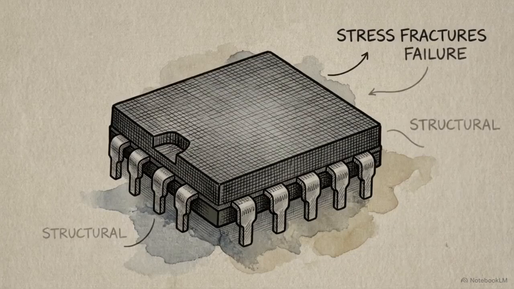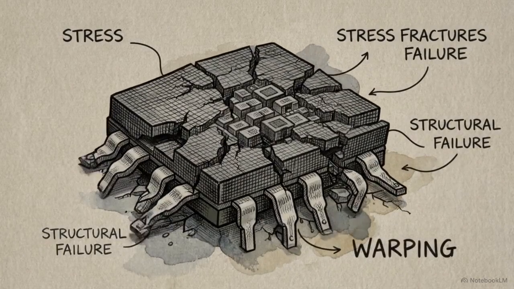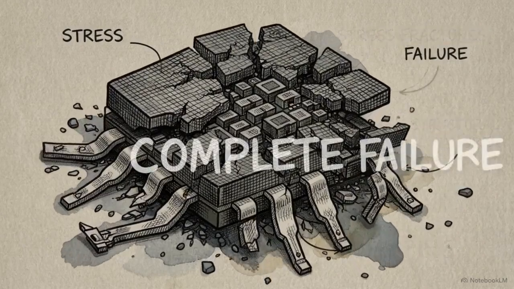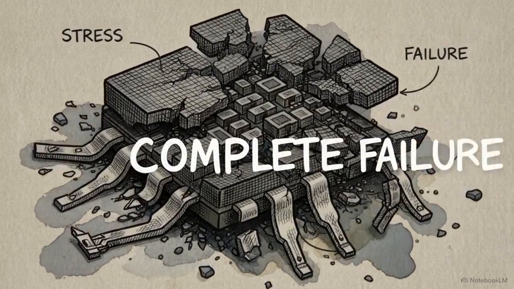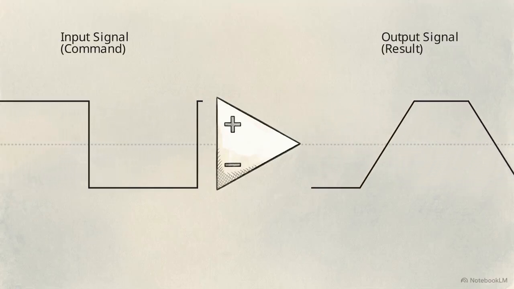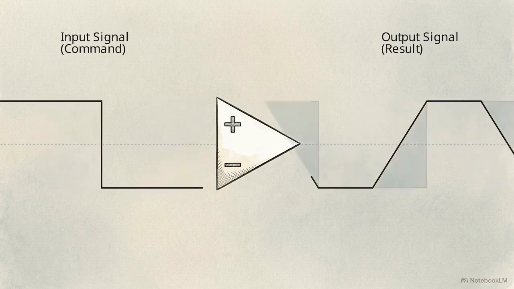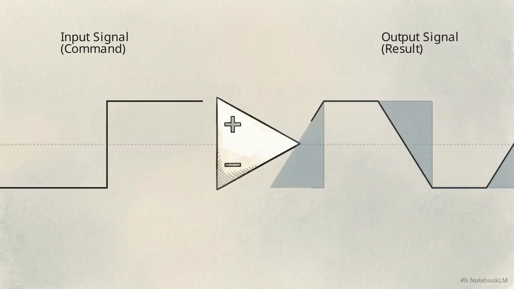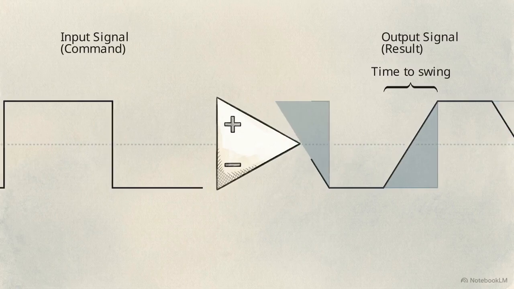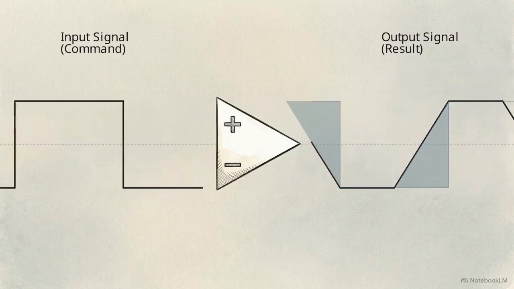But silicon is a physical material, and eventually the ideal mathematical model completely breaks down against the uncompromising laws of physics. This diagram illustrates slew rate. Notice how a perfectly vertical square wave enters the op-amp, but the output emerges sloped. Slew rate is the absolute physical speed limit of the amplifier. The output voltage cannot change instantaneously. It takes time to swing from one extreme to another.